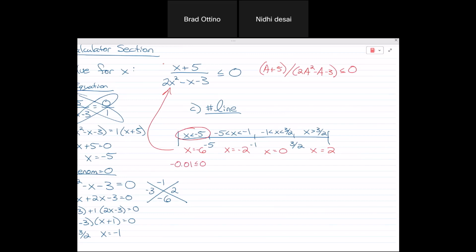If I store negative 2, I'm getting 0.4 is less than 0, which is not true. So I'm going to cross that out. If I store 0, I'm getting negative 1.6 repeating is less than 0, which is true. And then if you put 2 in, I'm getting 2.3 is less than or equal to 0, which is not true.